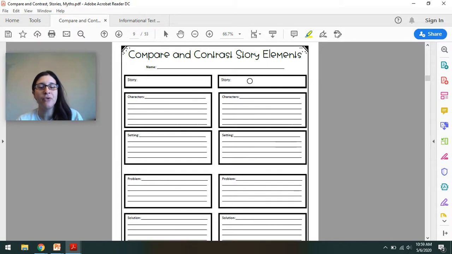For this one over here for story, I could put Number the Stars. Characters are the two main girls, well, the main one girl. Setting, it's in Denmark during World War II. Problem, they are trying to keep the Jews of Denmark safe from the Nazis. Solution, they help sneak them onto her uncle's boat and get them to freedom, right? So that's a way to do that.